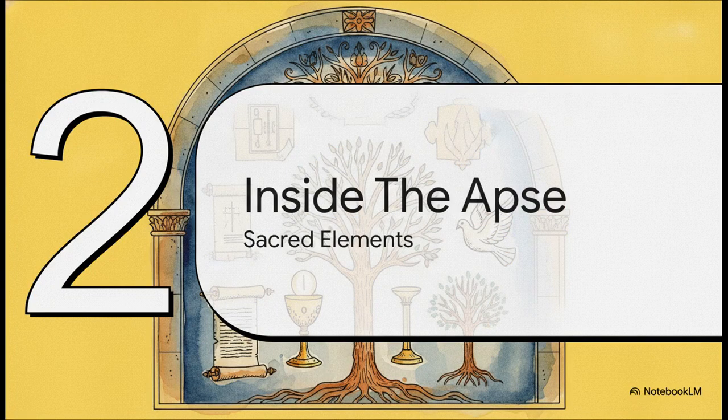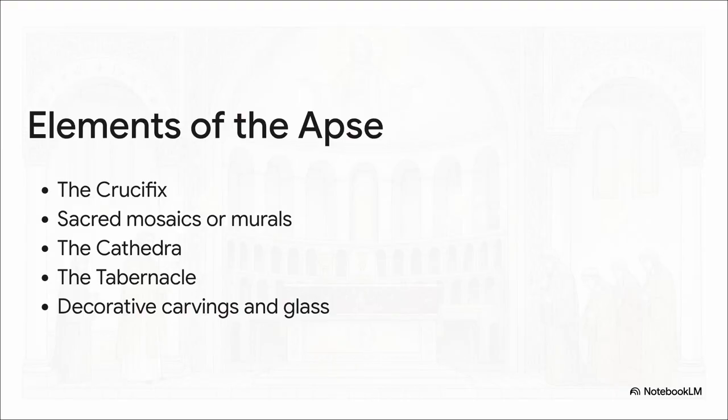Section 2. What is usually found in the apse? Because of this incredibly rich history, the space is treated with immense reverence. As your eyes naturally follow the architecture upward, you'll discover that the contents of the apse are deeply intentional. Depending on the church, you're typically going to find several beautiful liturgical elements nestled right in there. We're talking a prominent crucifix, or sweeping sacred mosaics and murals depicting Christ, the Virgin Mary, or the saints.